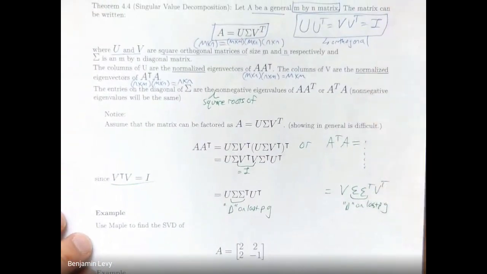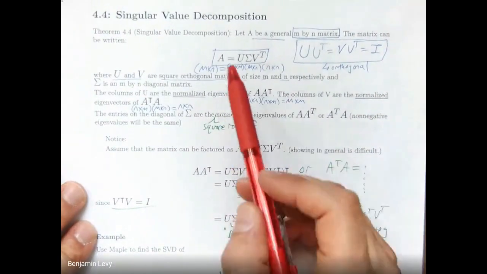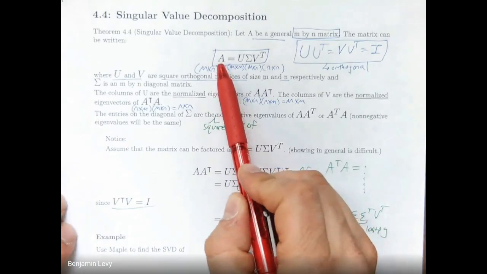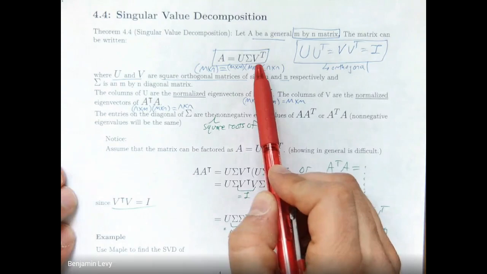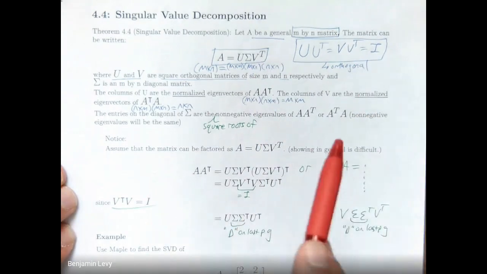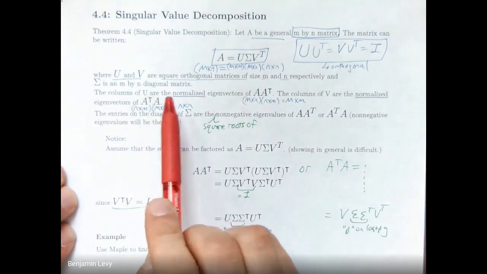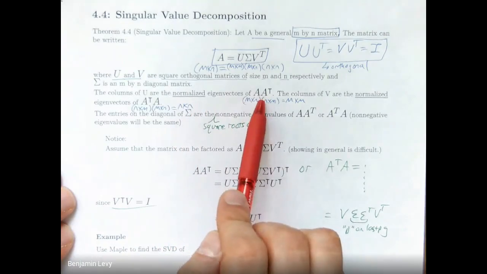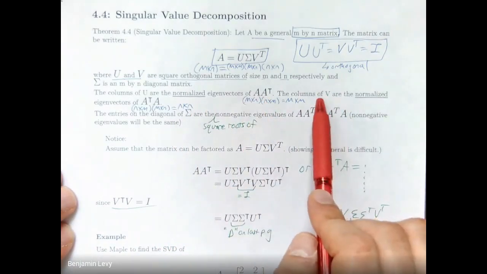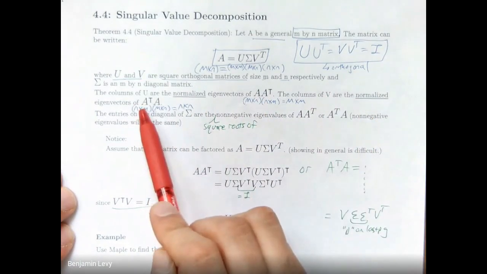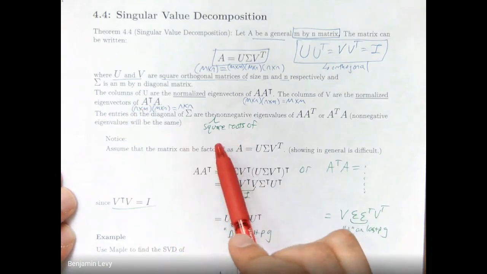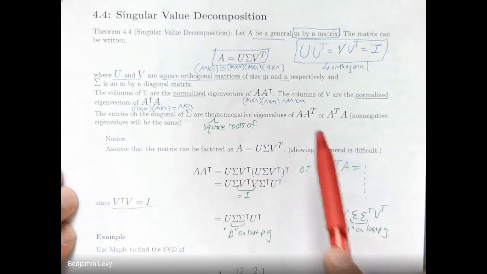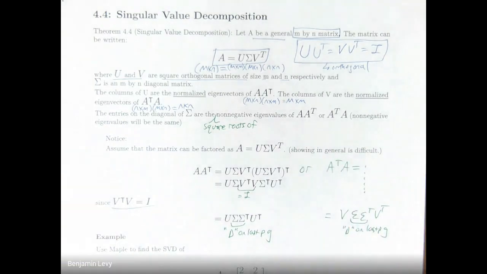So the way we think about singular value decomposition is we're trying to take a matrix A and rewrite it as the product of U sigma V transpose. It's true that everything here is right: the columns of U are the normalized eigenvectors of AAT. The columns of V are the normalized eigenvectors of ATA. That's both true. The entries on the diagonal of sigma are, in fact, the square roots of the eigenvalues of AAT or ATA. So those things are all true.